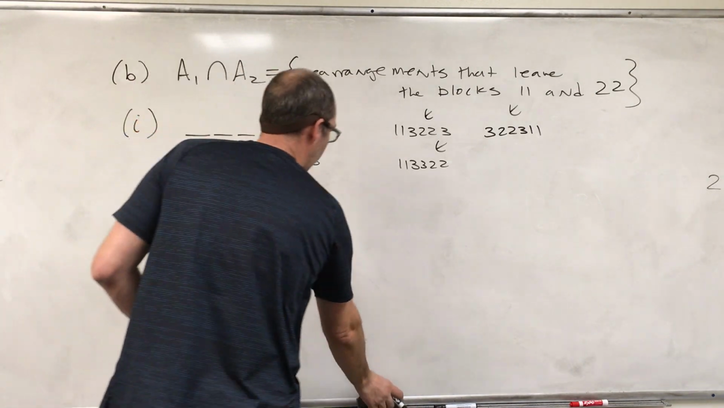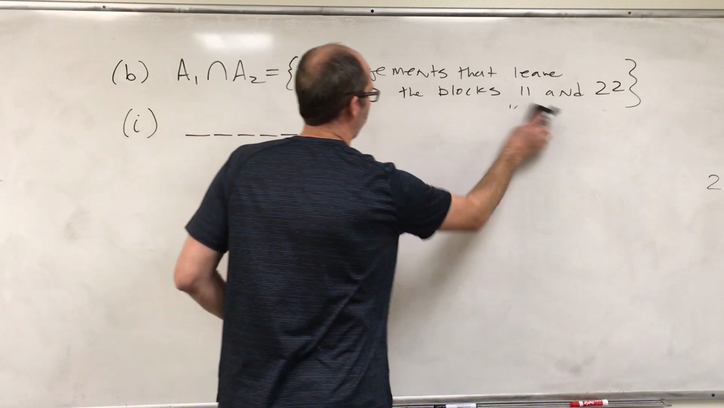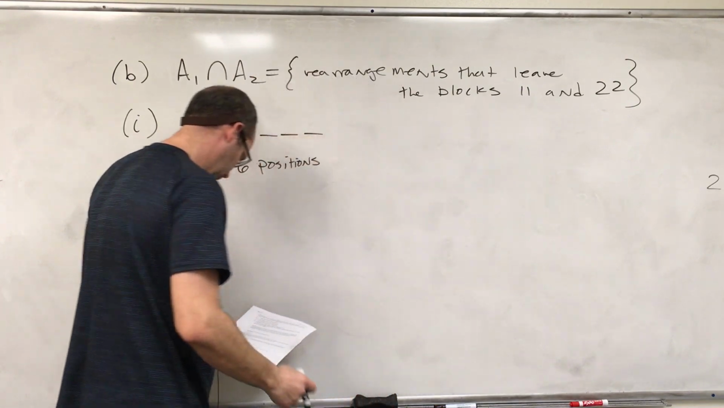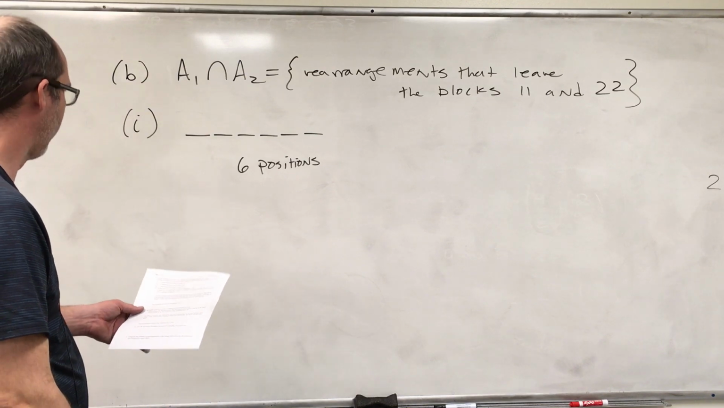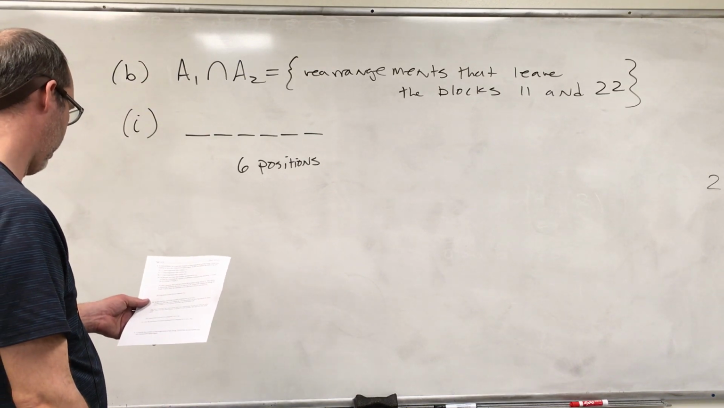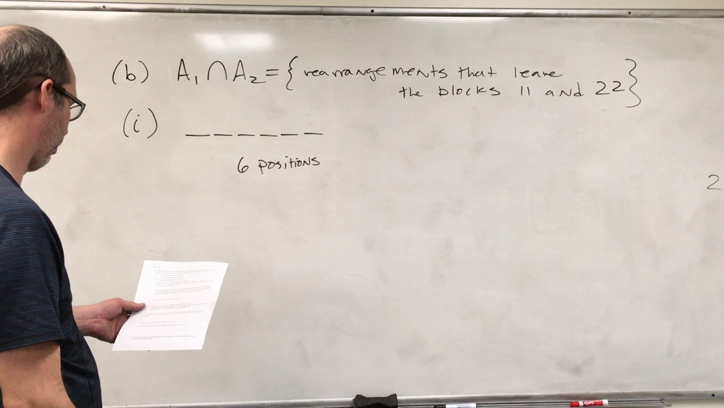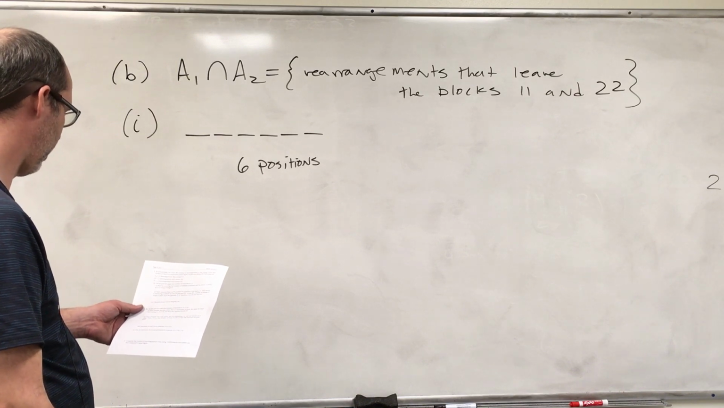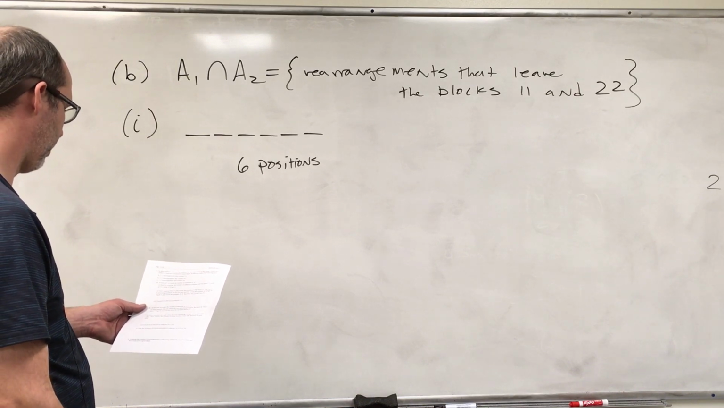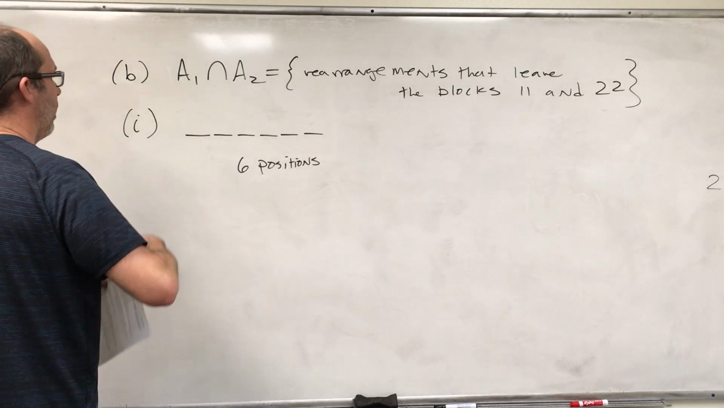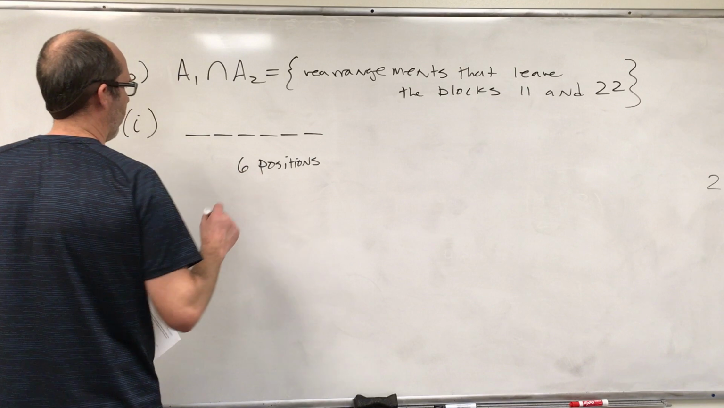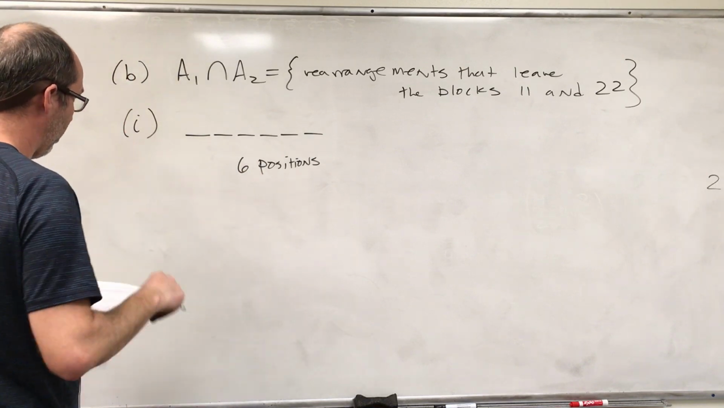Okay. So what we want to do is think to ourselves, okay, the 2 remaining 3s form the block 3, 3. How many different strings in A1 intersect A2 have the repeated block 3, 3? So, repeated block 3, 3.